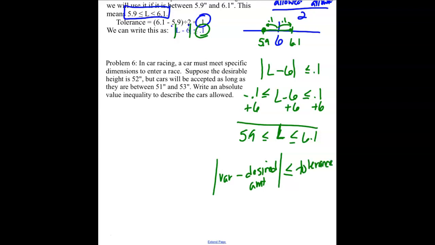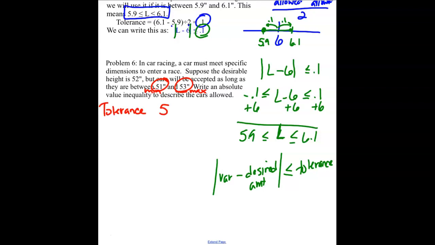Okay, so our next example here, in car racing, a car must meet specific dimensions to enter a race. Suppose the desirable height is 52 inches, but cars will be accepted as long as they are between 51 inches and 53 inches. Write an absolute value inequality to describe the cars allowed. So this is our minimum, it's the lowest we can go. This is our maximum. So let's figure out our tolerance.